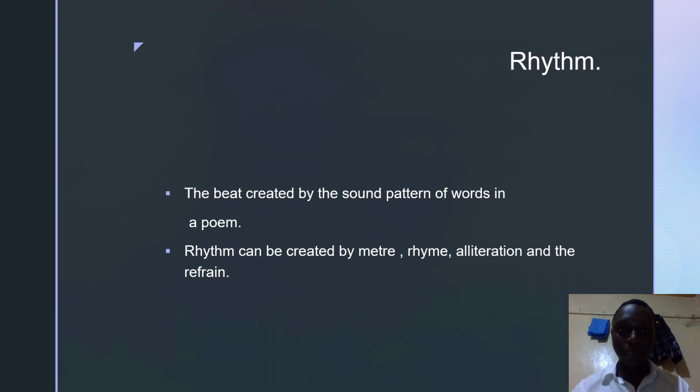Let's start with the rhythm. A rhythm is a beat created by the sound pattern of words in a poem and can be created by either meter, rhyme, alliteration, and the refrain. A refrain is the repeated sentence in a poem.